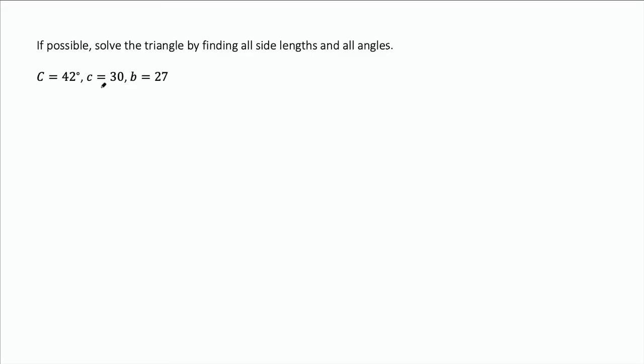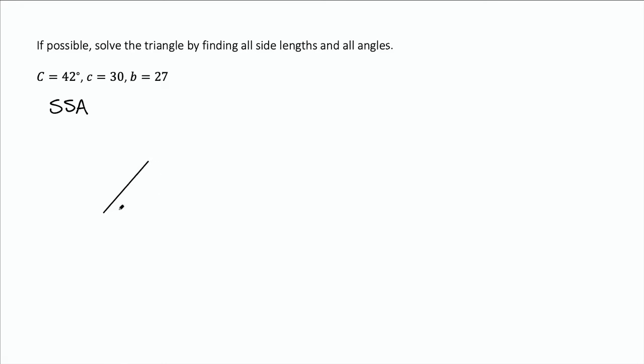We have an angle and two sides, and one of those sides is opposite the angle. So this is side-side-angle that we have. This is what's called the ambiguous case. There are multiple different possibilities. We're going to start by just drawing out our possibilities here.